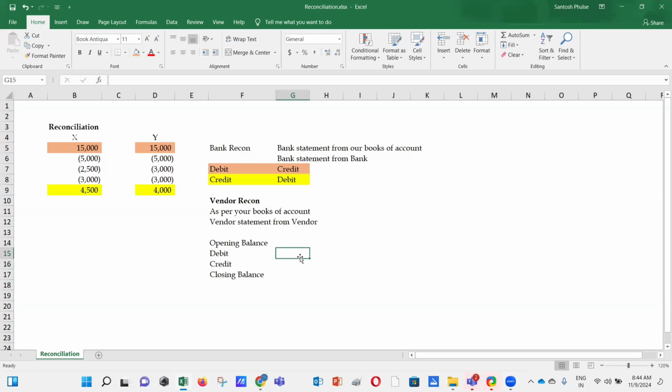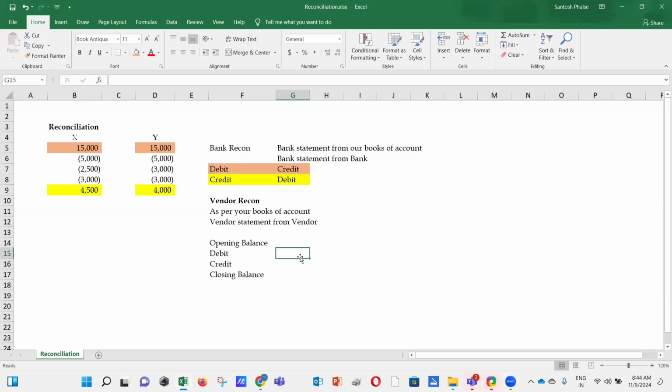In a vendor statement, you're mentioning that you have booked some 10 invoices as a purchase. But either that sale is there in our vendor's books of account or not. Or if in the vendor's books of account, instead of 10, 15 invoices are there, but in our books we have just recorded 10. Where are those 5 invoices?